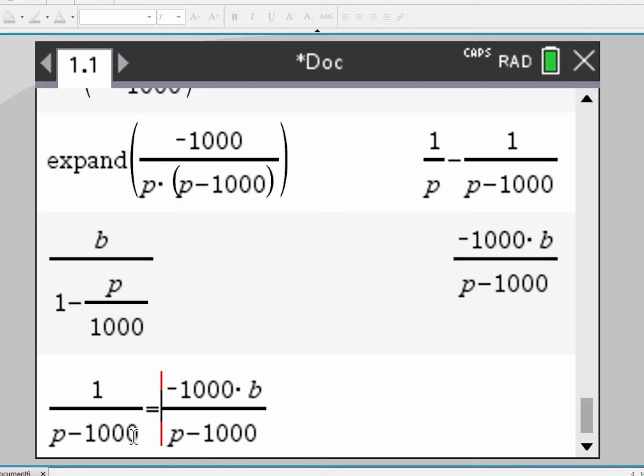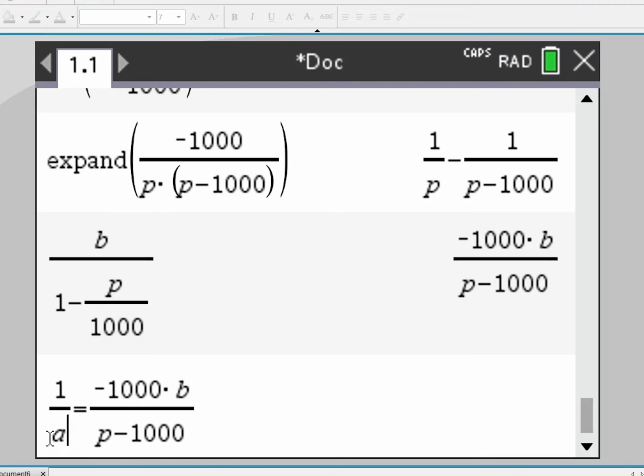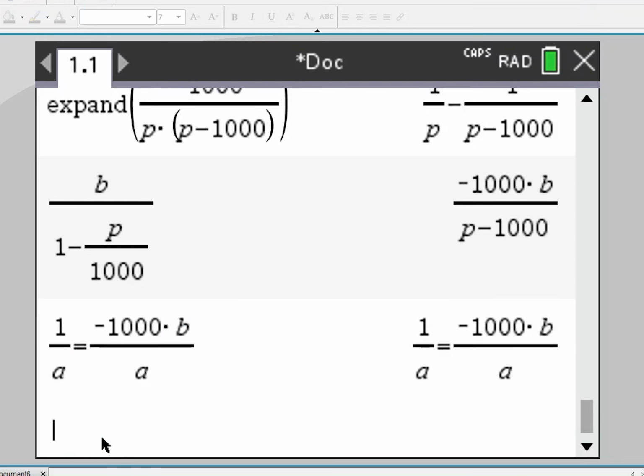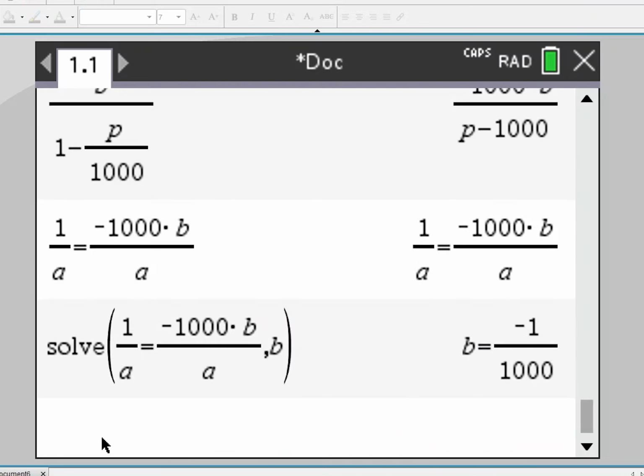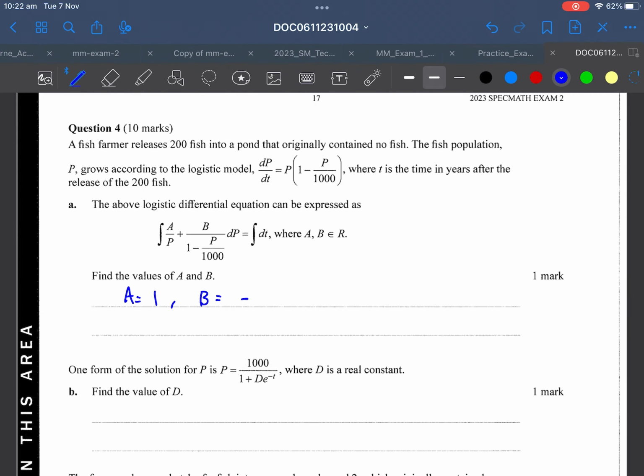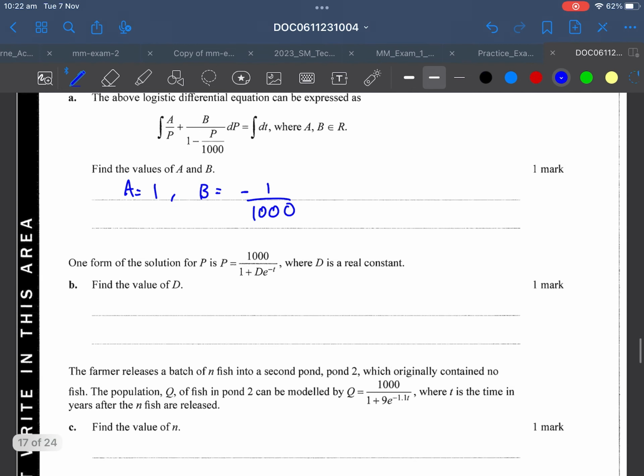So what I'm going to do is I might just denote this as A. P minus 1000 is going to be our A. So solve for B. So B is going to be 1 minus 1000. Okay, there you go. B equals negative 1 on 1000. One form of solution for P is going to be this, where D is a real constant.